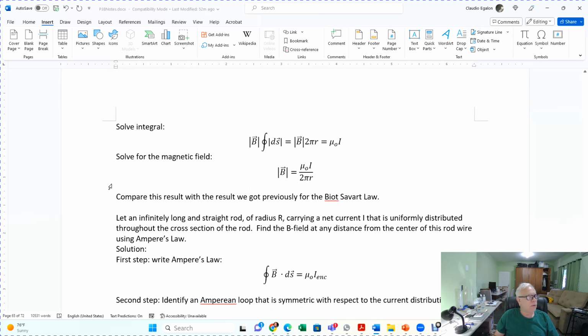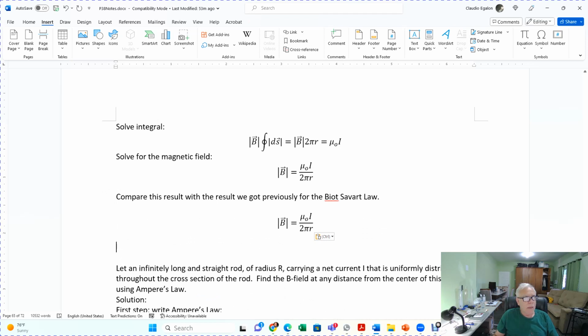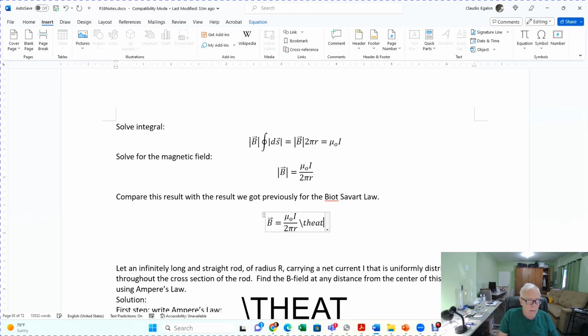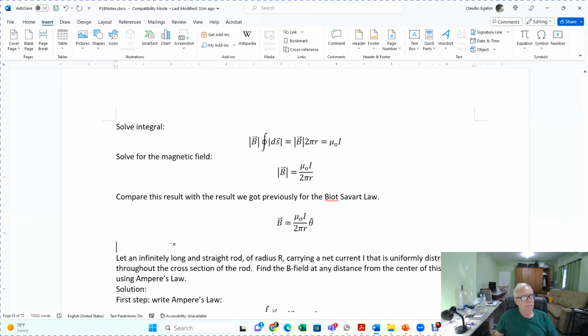Don't forget that the B field still has a direction. If you're going to write that in terms of a direction, you can write that down in terms of the polar coordinate system. Because B is counterclockwise and theta hat is also counterclockwise, we can just write that down in terms of the positive theta hat.